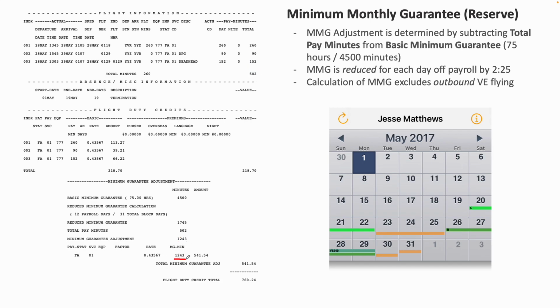Those same 1,243 minutes are then multiplied by my applicable hourly rate, which is 0.43567, and that creates a total of $541.54.